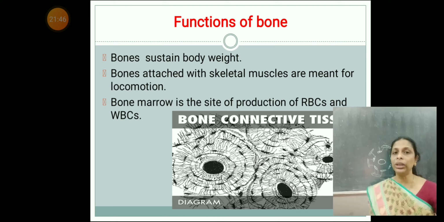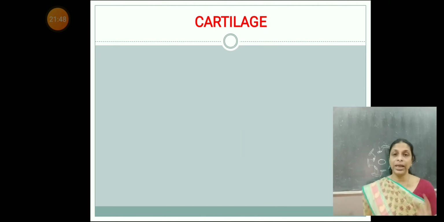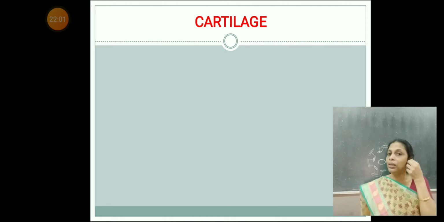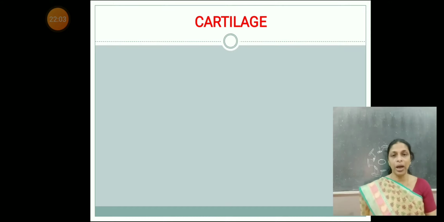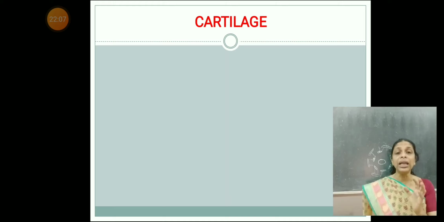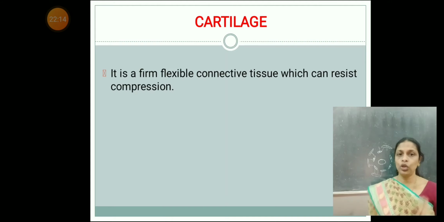Now we will move on to the next, that is cartilage. That is the second type of skeletal tissue, called cartilage. Now, I hope you must have seen some cartilages, right? What you find at the tip of our nose is a cartilage. The ear pinna is also made up of cartilage. So from that itself, you must have got an idea about cartilage. Cartilage is soft compared to bone, isn't it? Bone is hard, whereas cartilage is soft.